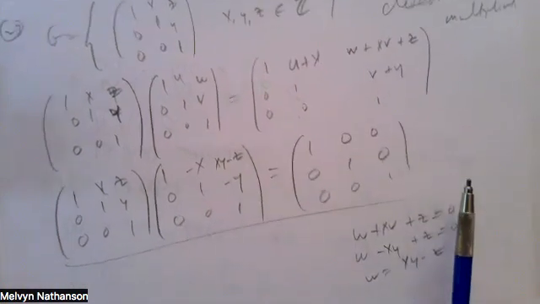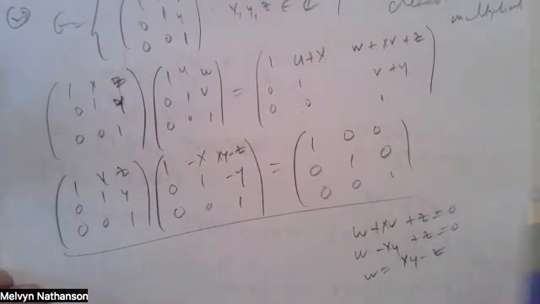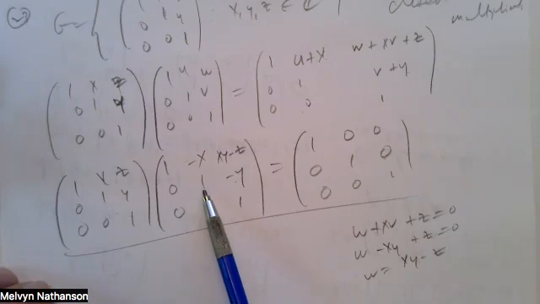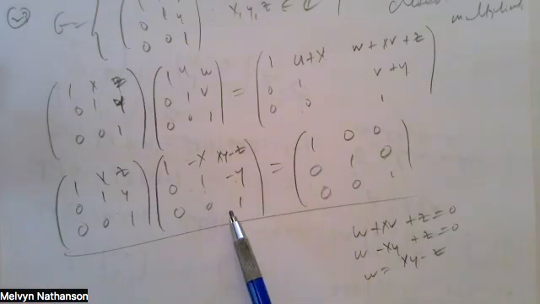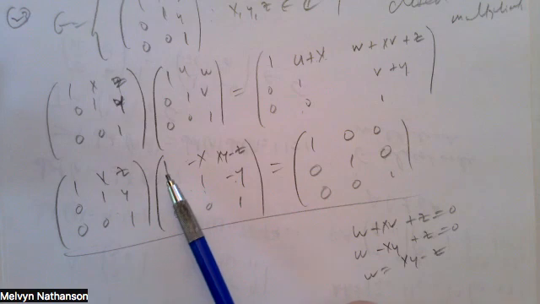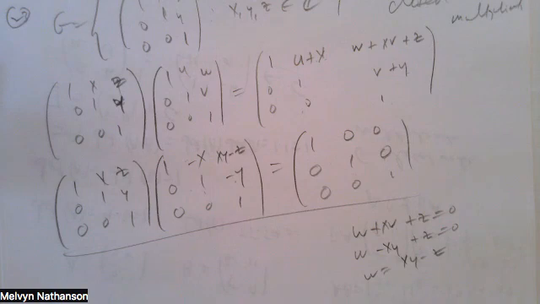Then this calculation proves that the product of these two matrices is the identity. And you can check by multiplying in the opposite order that you also get the identity. So this is a group. And why is it not abelian? Well, you have to look for two matrices whose product, when you multiply one way, is different from the product you get when you multiply in the other way.